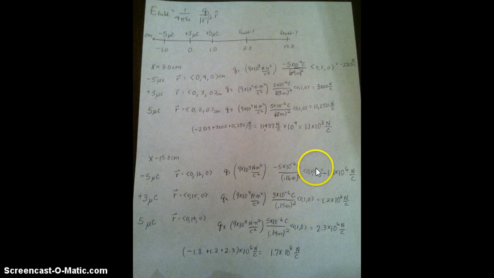So once you find the electric field of all the charges, you find the net electric field by adding all of them up. So you have -1.8 plus 1.2 plus 2.3 times 10 to the -6 times 10 to the 6, and you get 1.7 times 10 to the 6 nanocoulombs. And we can determine that this is correct because the further you get away from charges, the electric field decreases. So we can see from 1.1 times 10 to the 8 to 1.7 times 10 to the 6, the electric field is decreasing.